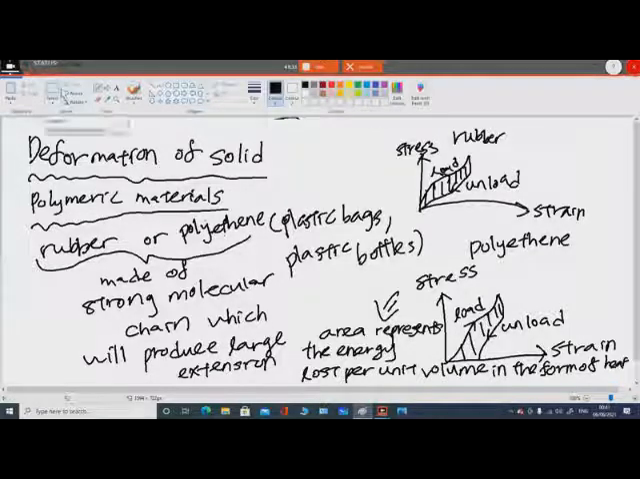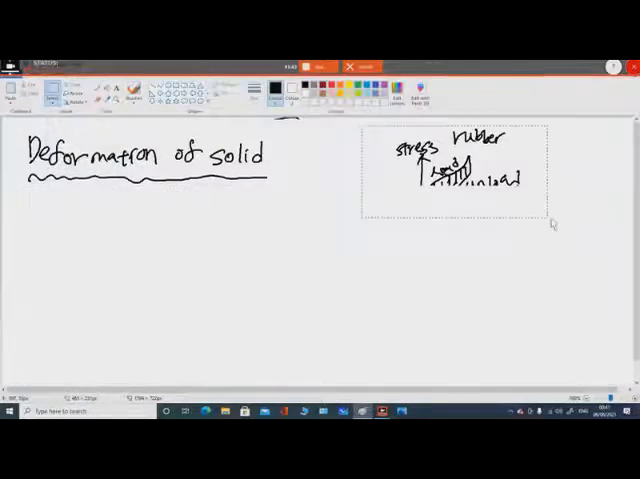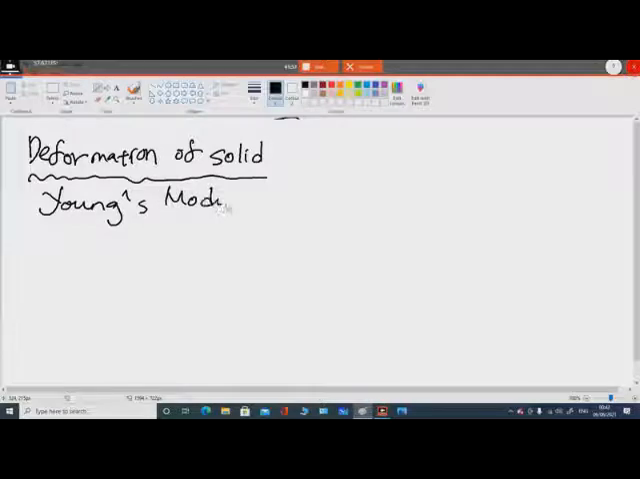Let's move on to Young's modulus. Young's modulus describes the stiffness of the object.